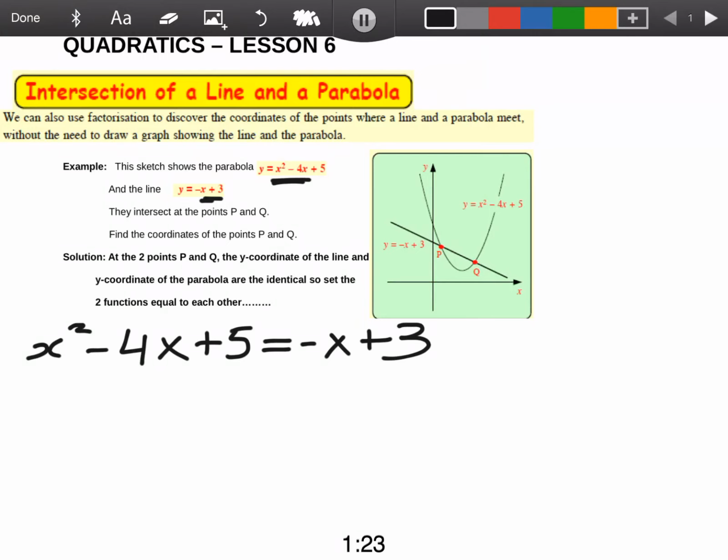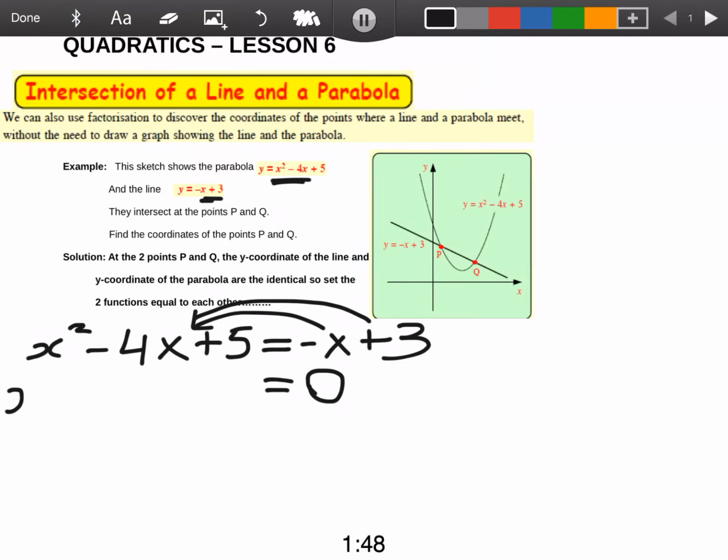It doesn't look like any quadratics we've used so far. The method for solving quadratics that you've used up until now is we factorise, but we can't factorise anything like this. Our quadratics always equal 0. Okay, so we need to make this equal to 0. Now, if this is going to be equal to 0, what we really need to do is bring these all across to the one side.